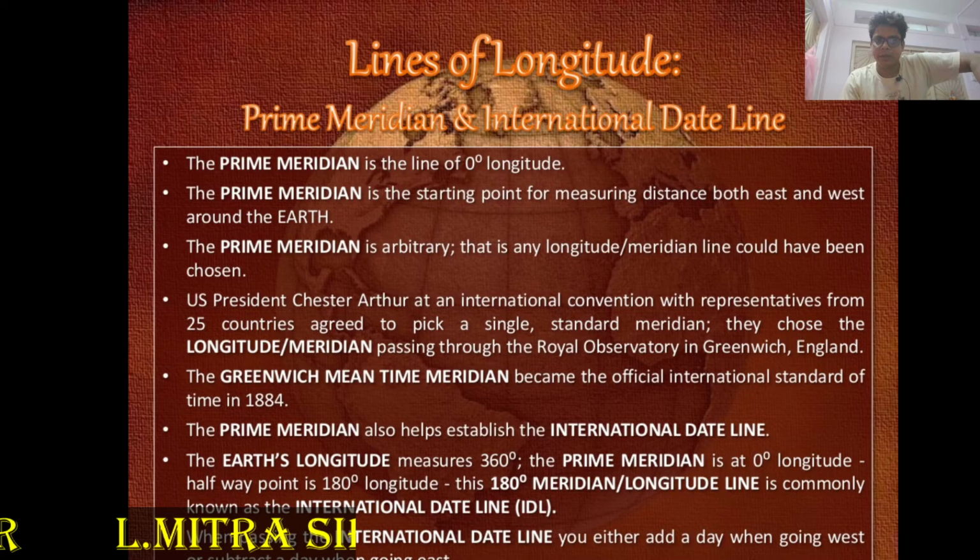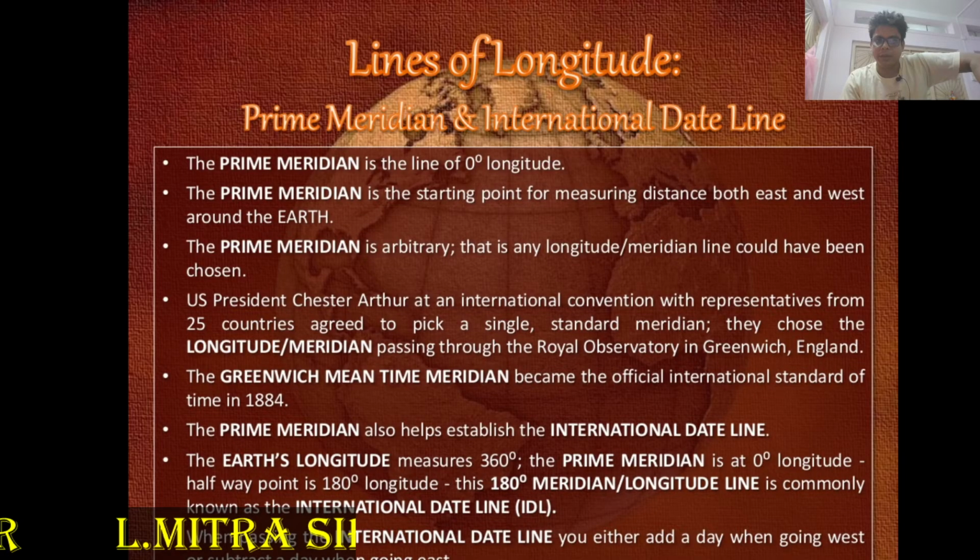The prime meridian also helps establish the international date line, which is at 180 degrees east and 180 degrees west. This is considered the international date line, only one line. When passing through the international date line, you either add a day or, going west, subtract a day. If you go to the eastern side, you gain a day; if you go to the western side, you lose a day. That should be kept in mind.